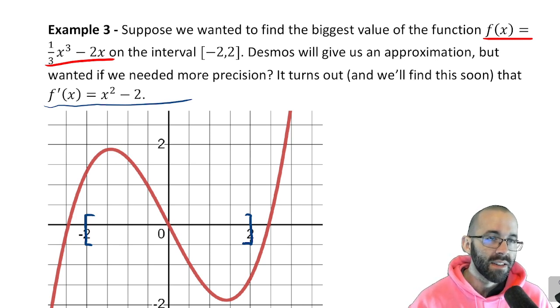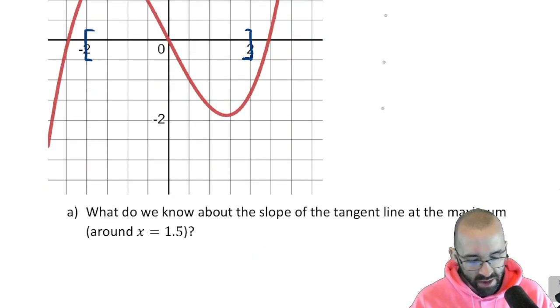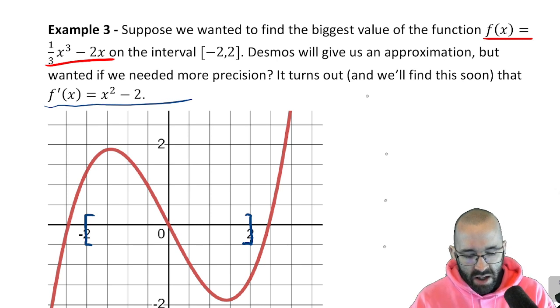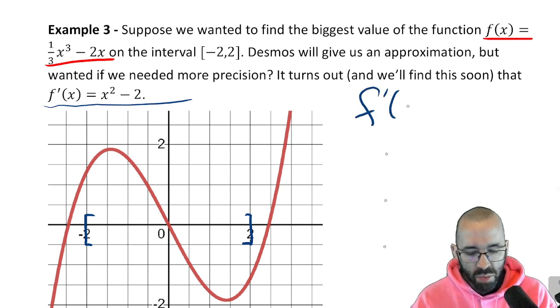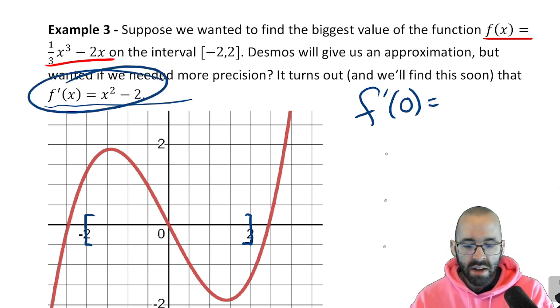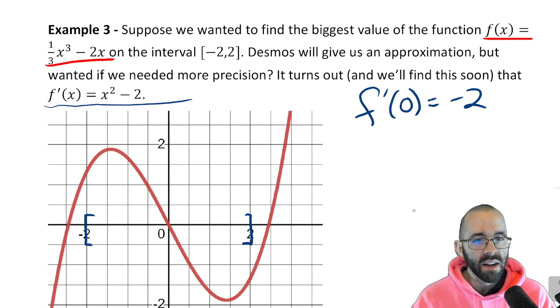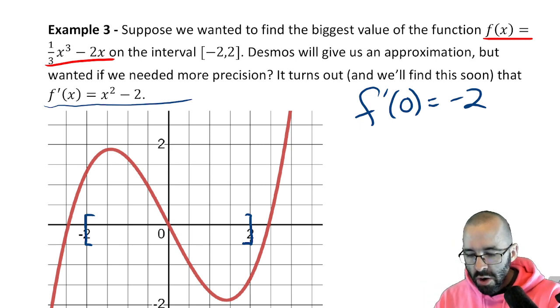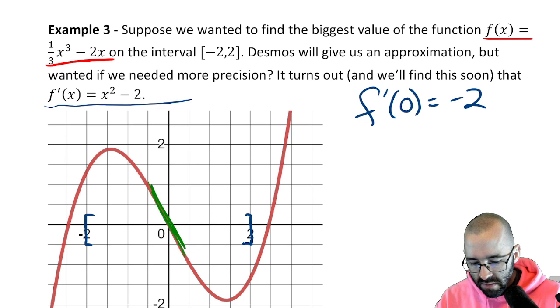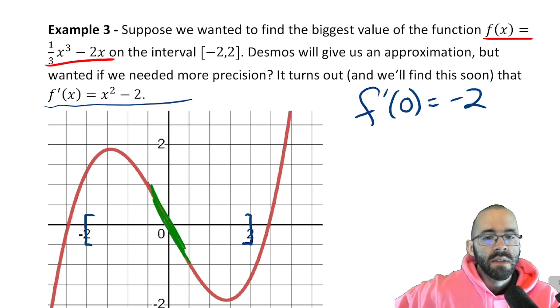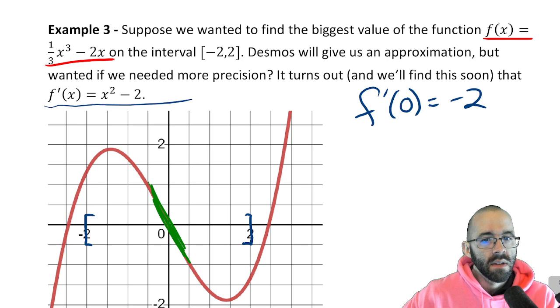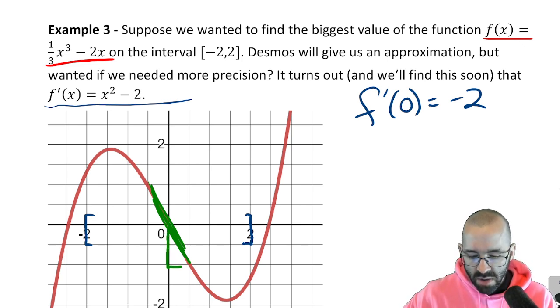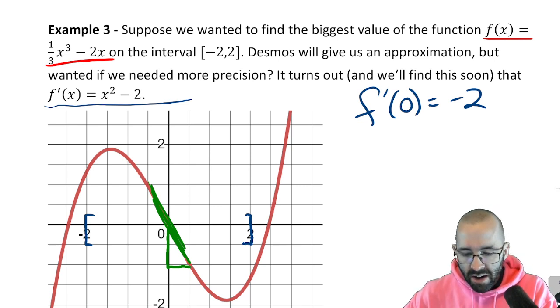Don't believe me? Let's look at some stuff. Hold on, let's make sure I'm not getting ahead of myself. What is f prime of 0? Well, just plug in 0 into f prime. 0 squared minus 2, it's -2. Do you think the slope of this red function at 0 is about -2? Whoa, it is. We go down 2, right 1, the slope is -2 right there.